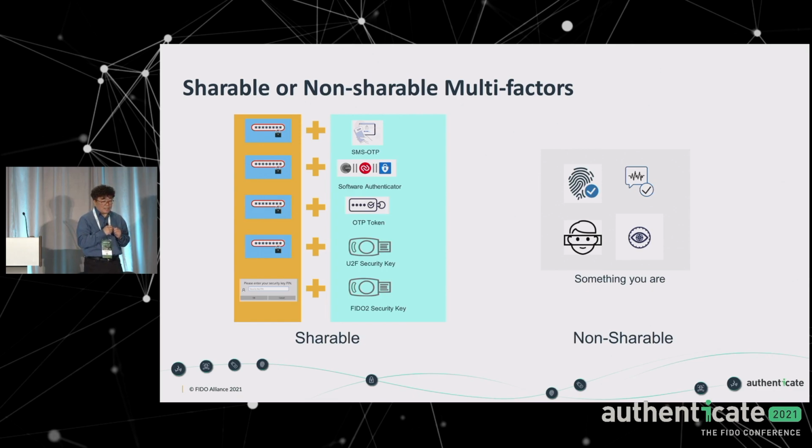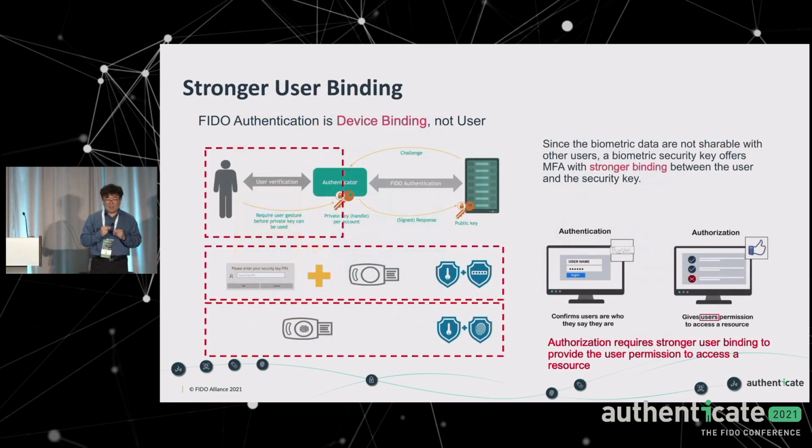So we are talking about so-called user binding. How do you bind yourself to the key, so that the key is actually used by you rather than someone else? Since biometric data is not shareable, this is obvious. The biometric security key offers MFA with a strong binding between the user and the security key. Authorization requires stronger user binding to give the user permission to access a resource. Otherwise, someone can access your resource on behalf of you.